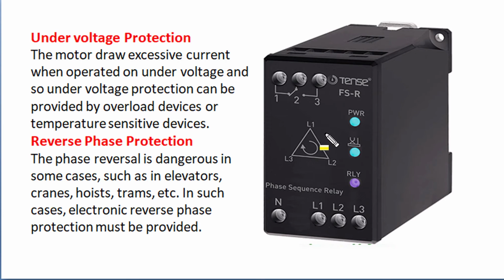The phase reversal of three-phase supply is quite dangerous in certain motor applications such as elevator, crane, hoist, trams, or even in pumps and fans, because reversal of phase sequence will reverse the direction of rotation of the motor and allied drive components. To ensure protection against reverse phase operation, we use a phase sequencer relay, and in case of reverse phase conditions it will issue a trip signal and the contactor will disconnect supply from the motor.